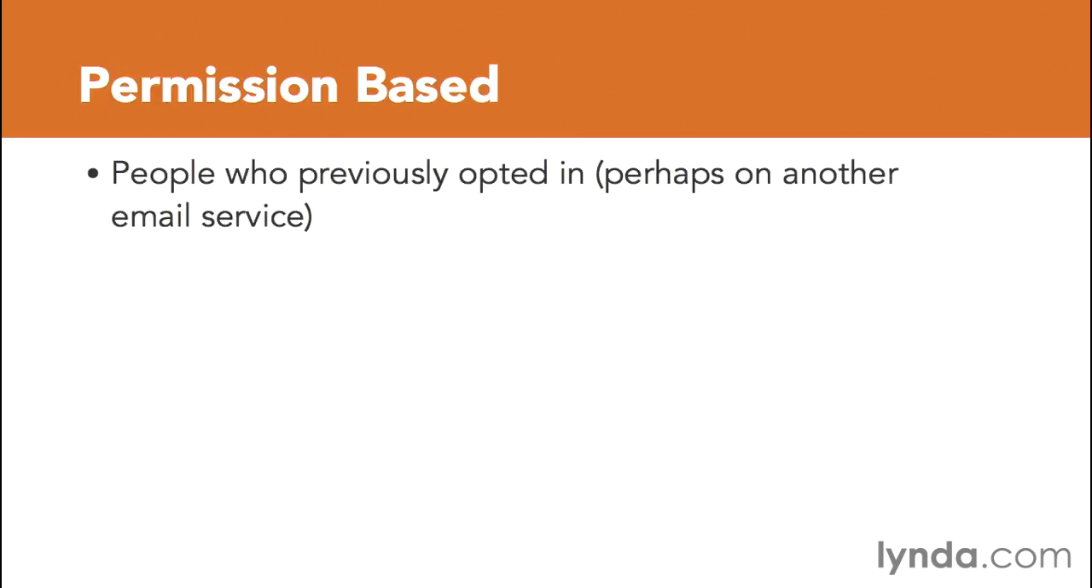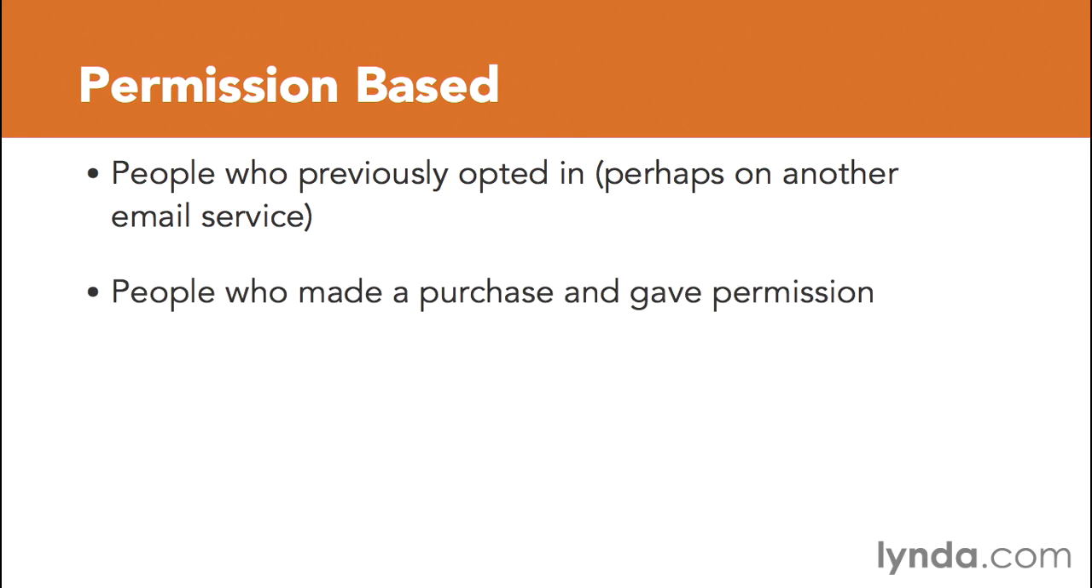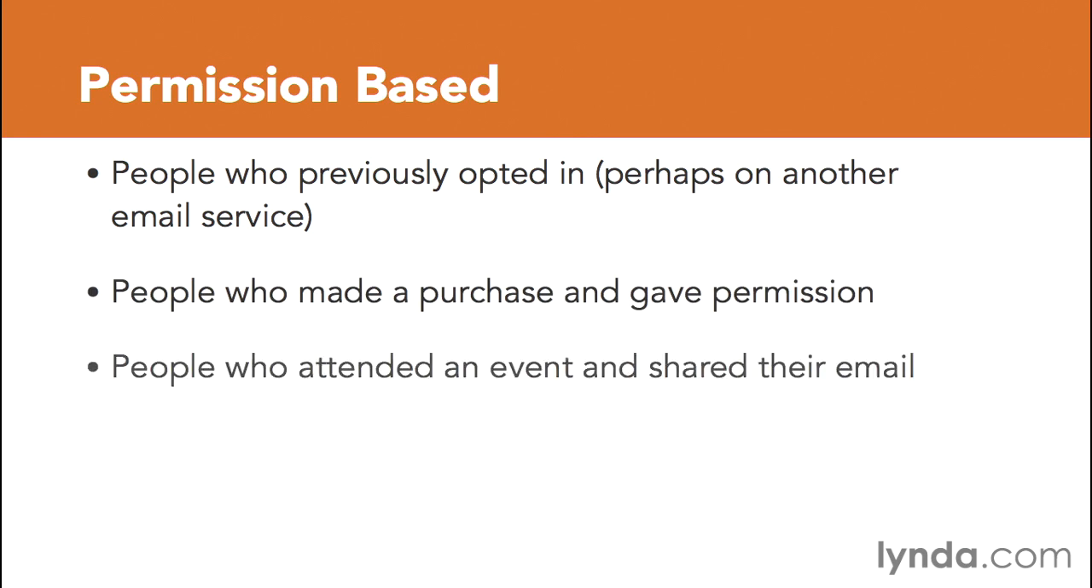MailChimp is a permissions-based email service, which means that there are no purchased, rented, or scraped lists allowed, no matter what. You can import lists that conform to MailChimp guidelines, and these include people who have opted in on your site in the past, people who've purchased your product and gave you their email address, and people who attended an event and shared their email address with you. It's very important to be sure that the list you have will conform to MailChimp guidelines, and we'll talk more about that in a minute.